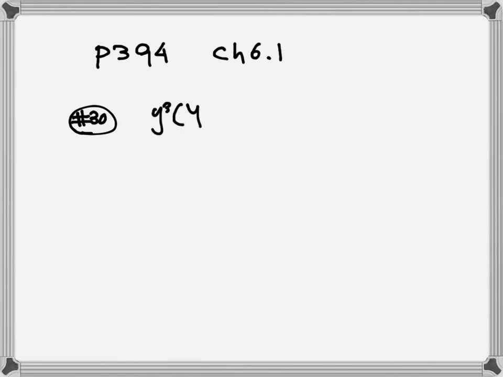Okay, let's go to page 394, section 6.1. Let's look at number 30. For this section, we're going to reduce the trinomial or reduce the polynomial. So we have y to the third power times y minus 4, over y squared times y minus 4.